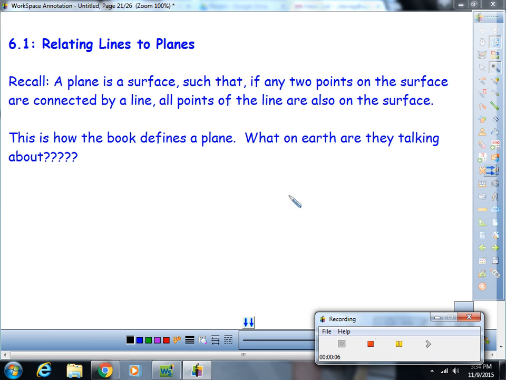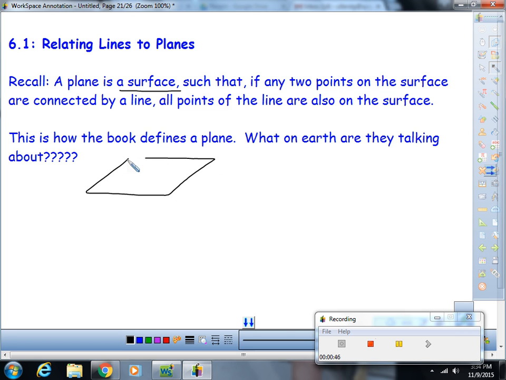All right, welcome to 6-1. We are going to start talking about planes today. We've already talked about planes, so this isn't a start, but this is a complete focus on planes in this section. And recall that a plane, according to the book, is a surface such that if any 2 points on the surface are connected by a line, all points on the line are also on the surface. So, let's draw.